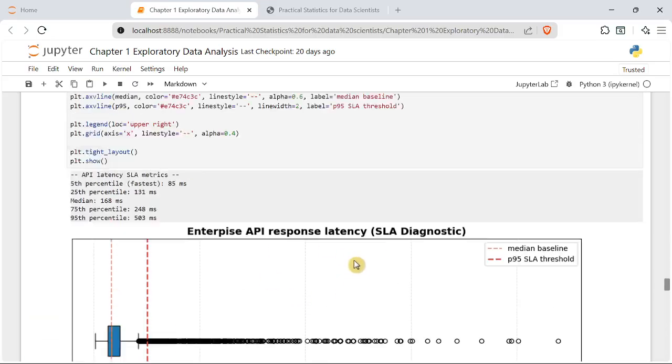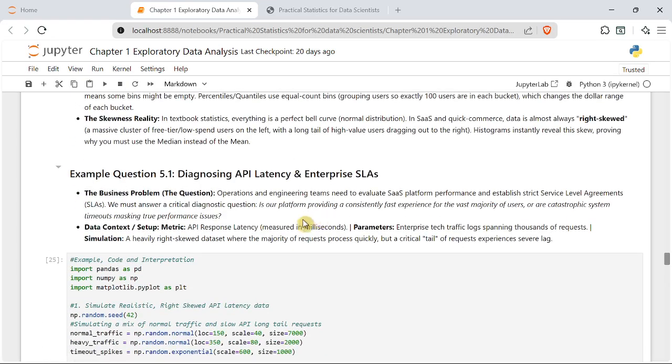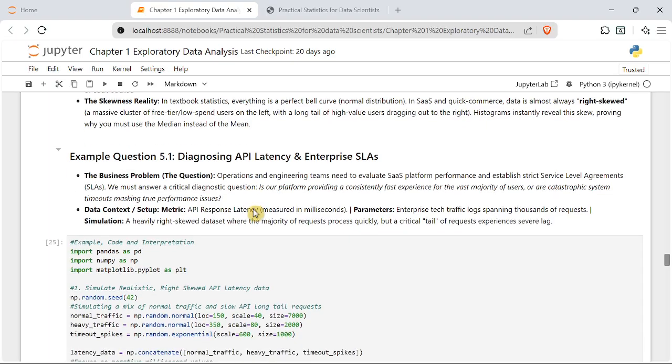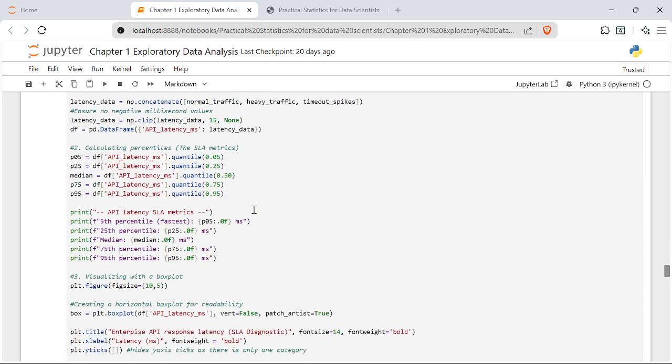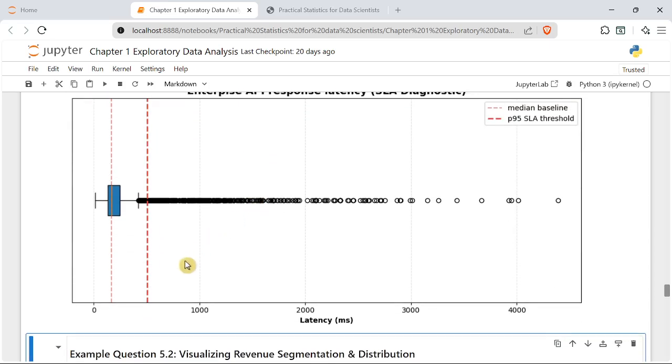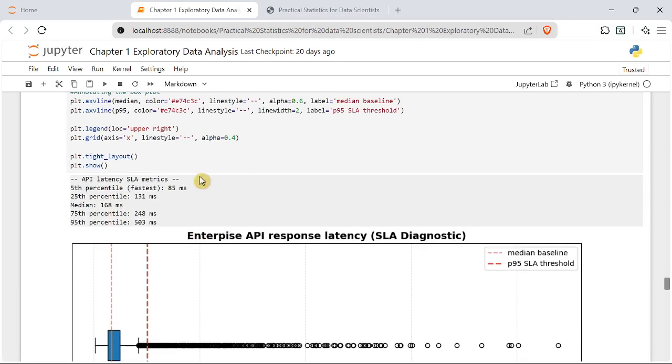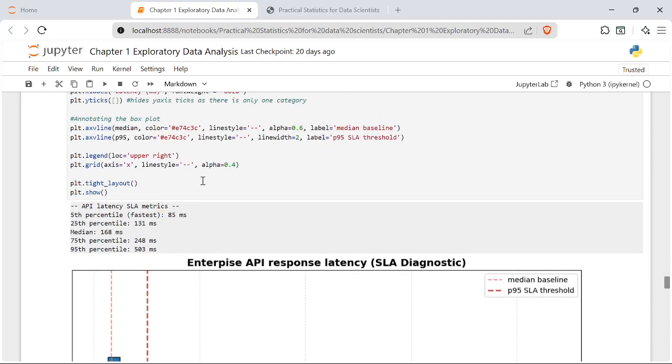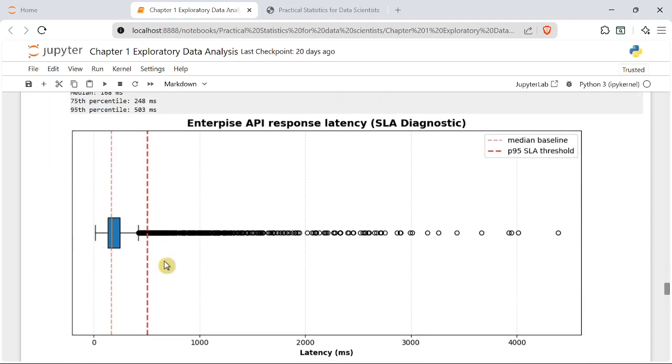So we have got this data. We must answer a critical diagnostic question. Is our platform providing a consistently fast experience for the vast majority of users? Or are catastrophic system timeouts masking true performance issues? So based on the data, the axvline grid. So here is our grid.